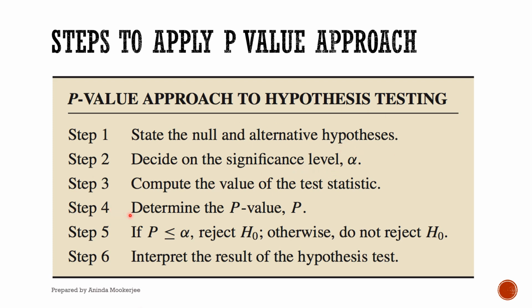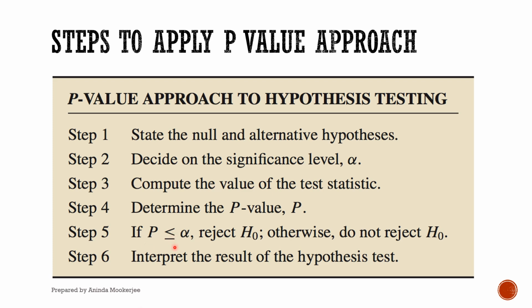But from step 4, for the p-value approach, we have to determine the p-value from our test statistic. So we have to take our test statistic, and based on whether it's a left tail test or a right tail test or a two tail test, we have to refer to our table or our calculators to find the corresponding area based on the test statistic value. Right? And once we find our p, we compare it with alpha.